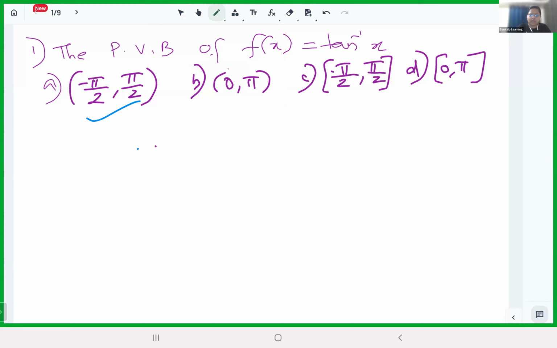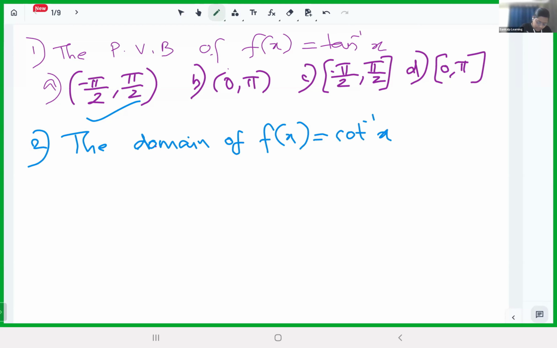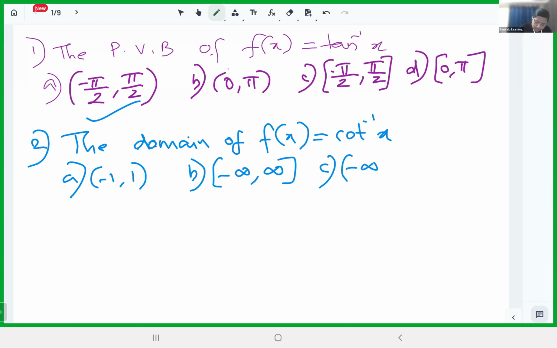So you might get a question based on this. It may be asked in a different form also. Okay, I'll explain it in the third question. So the second question is, you have to say the domain of f of x is equal to cot inverse x. The options are A, minus 1 comma 1, then B, closed interval minus infinity comma infinity, then C, open interval minus infinity comma infinity, then the fourth option is closed interval minus 1 comma 1.